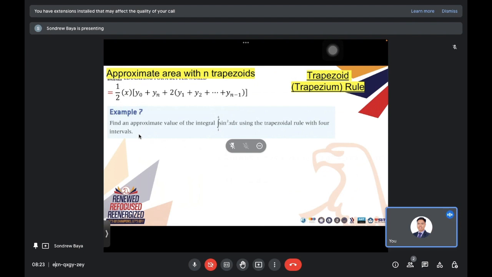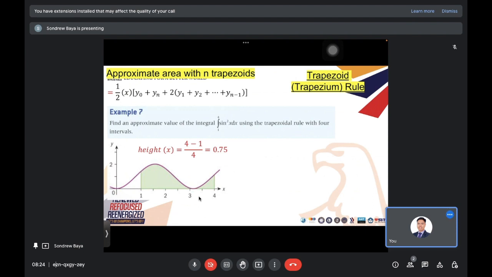Now, for you to be able to visualize it further, we can actually graph it. So this is now the graph. Since it's from 1 to 4, we can find the height, and that's really 0.75. So we know that one trapezoid will be about 0.75 wide, and so on and so forth, until we were able to divide this into 4 different trapezoids. To continue, we have to find their specific y values.